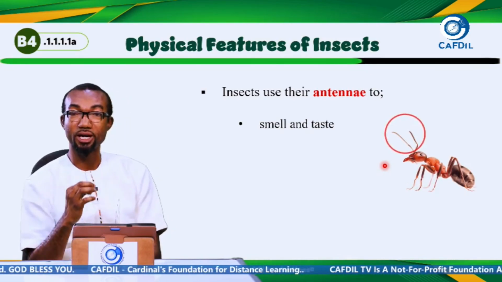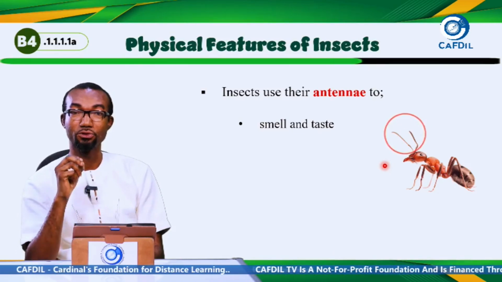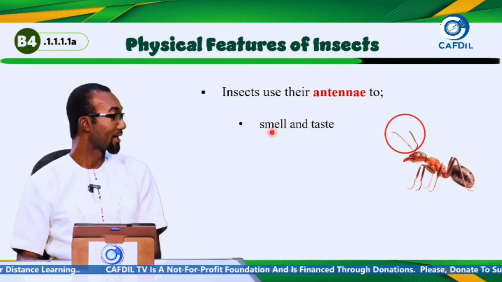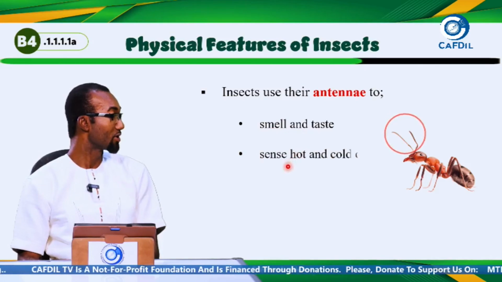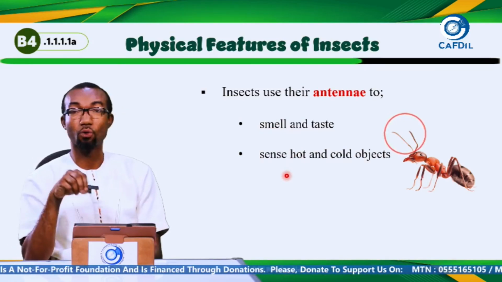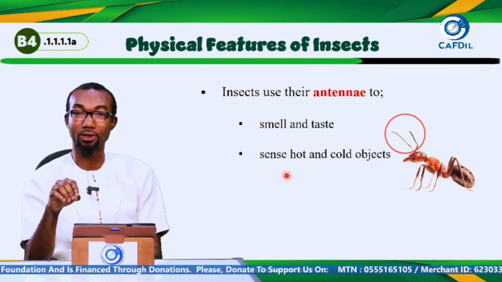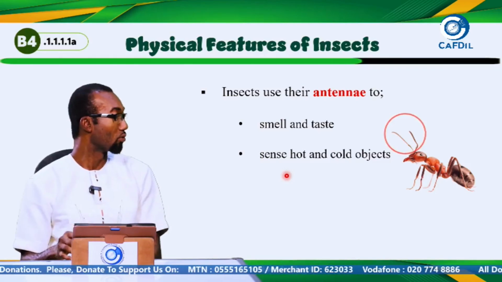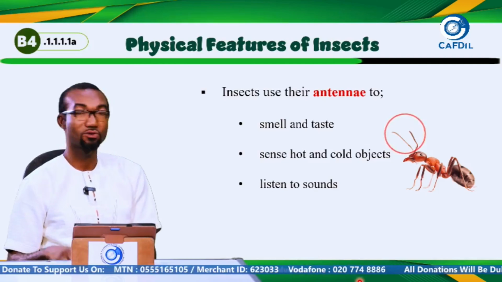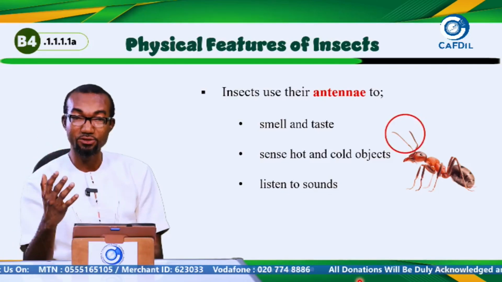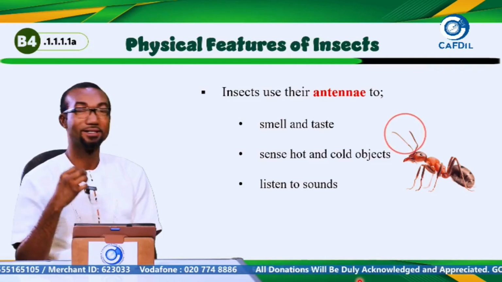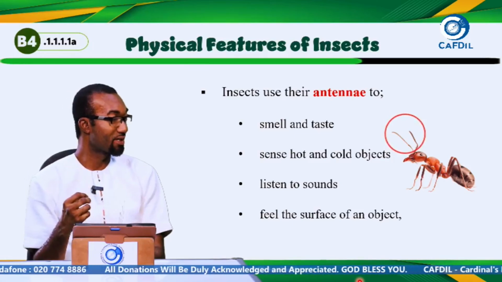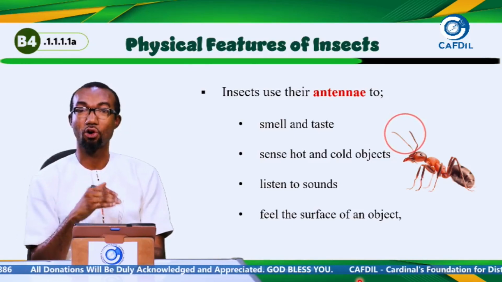1, they use it to smell and taste. So as you use your nose to smell and tongue to taste, they use their antennae to smell and taste. They also use their antennae to sense hot and cold objects. So if they are walking around, they use their antennae on surfaces to check whether the surface is hot or cold. They also use their antennae to listen to sounds. You use your ear to listen to sounds. They use their antennae to listen to sounds. They also use their antennae to feel the surface of an object, whether it is smooth or rough.